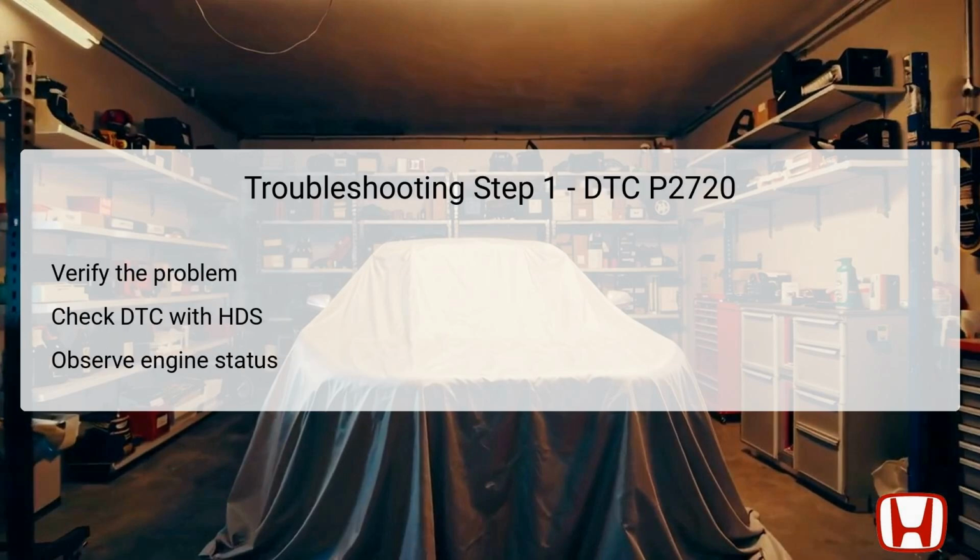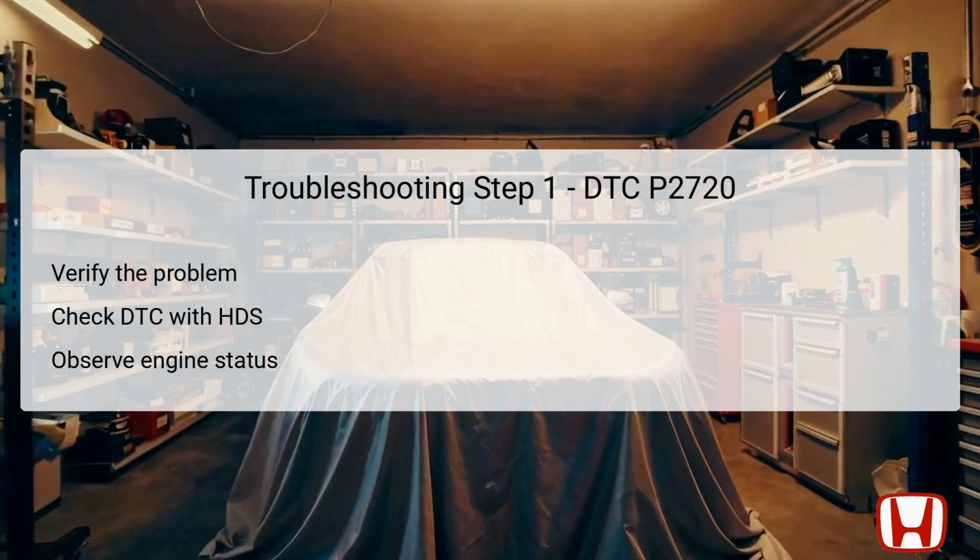Initially, it is crucial to verify the problem when diagnosing DTC P2720. Start by turning the ignition switch to the on position or pressing the start button to enter on mode. Following this, clear the DTC using the Honda Diagnostics System, HDS, to reset any previous data that may distort the current readout. Start the engine and allow it to idle for at least 1 second before rechecking for any pending or confirmed DTCs with the HDS.